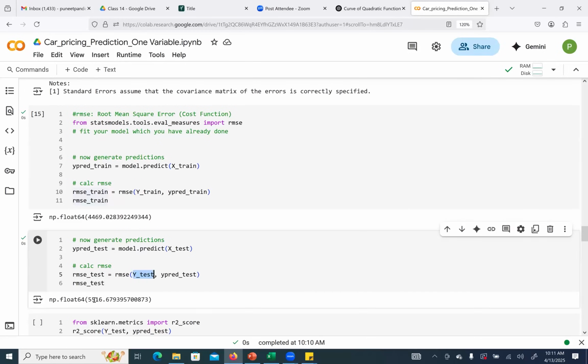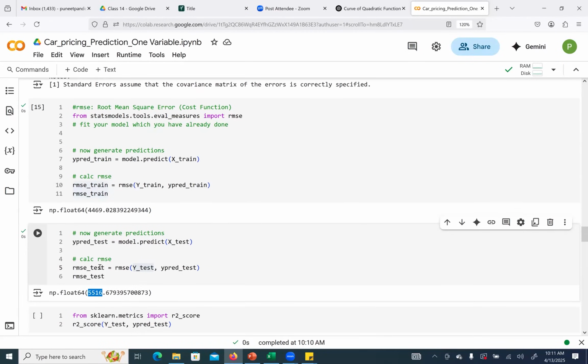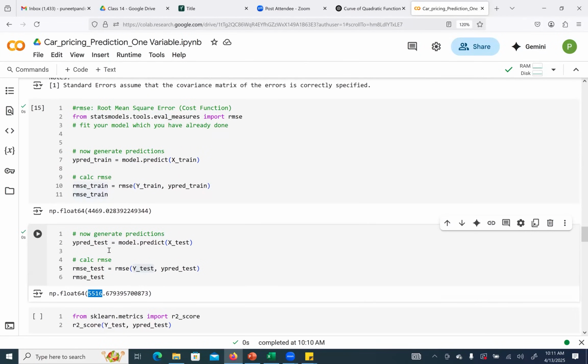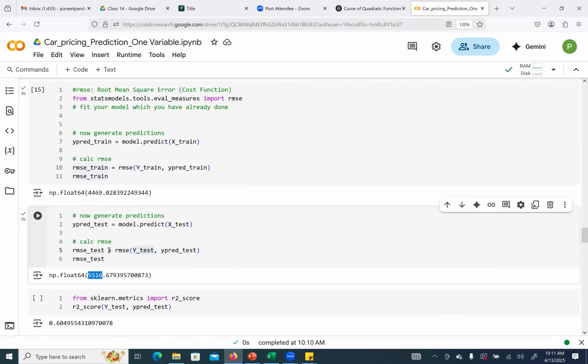In general, the RMSE value, the error, will be higher on the test data set as compared to the training data set. So we can see the same. This is the error value. Root mean square error.